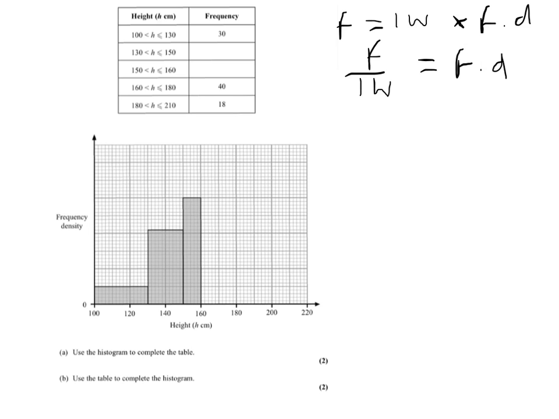diagram, we need to place a scale on the vertical axis. So if we start off with our first frequency of 30 and our interval width of 30, that will give me a frequency density of 1. If I come down to the other scores, I've got 40 divided by 20, giving me a frequency density of 2, and I've got 18 divided by 30.